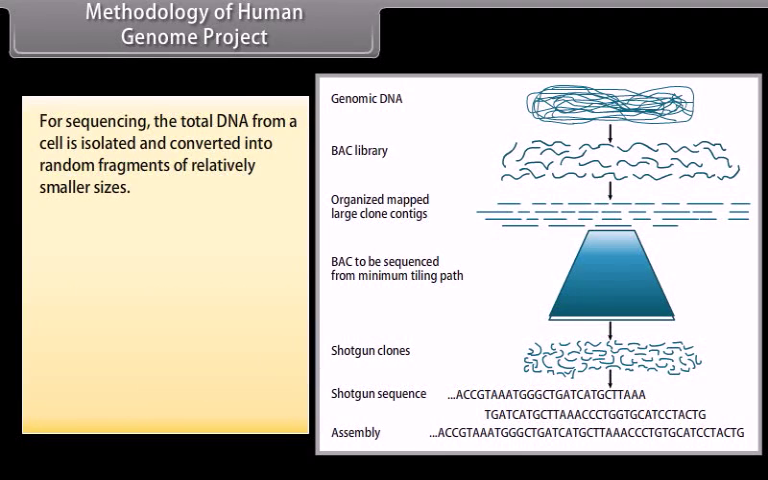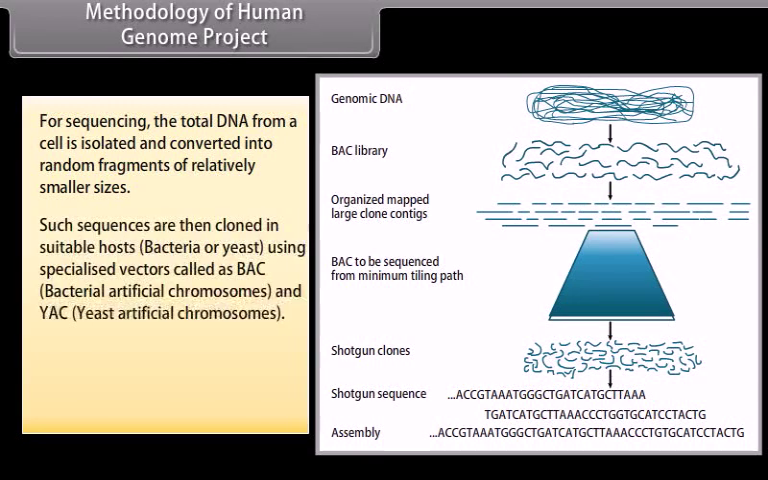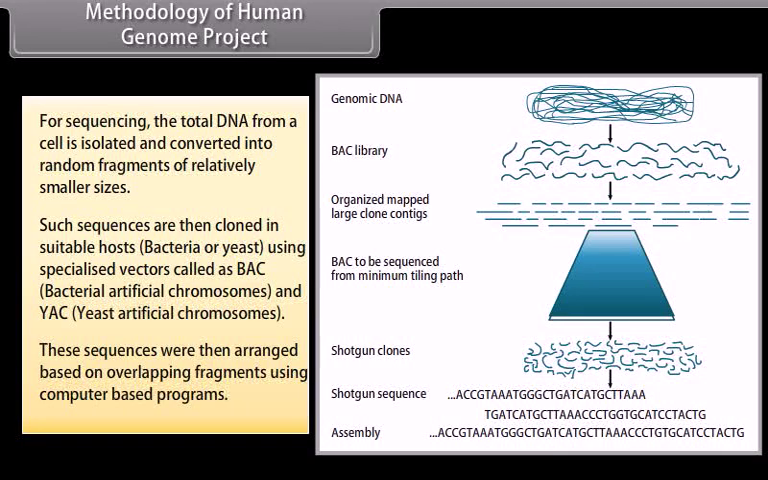For sequencing, the total DNA from a cell is isolated and converted into random fragments of relatively smaller sizes. Such sequences are then cloned in suitable hosts, bacteria or yeast, using specialized vectors called BAC, bacterial artificial chromosomes, and YAC, yeast artificial chromosomes. These sequences were then arranged based on overlapping fragments using computer-based programs.